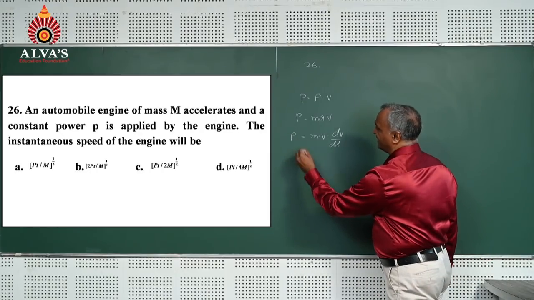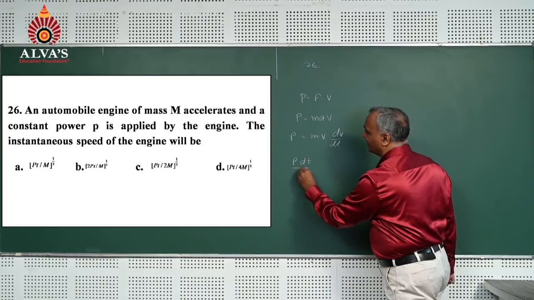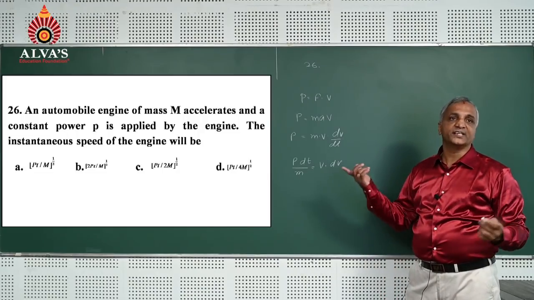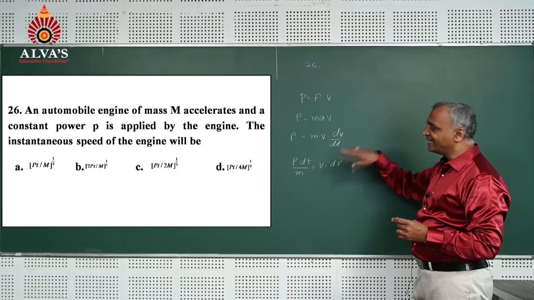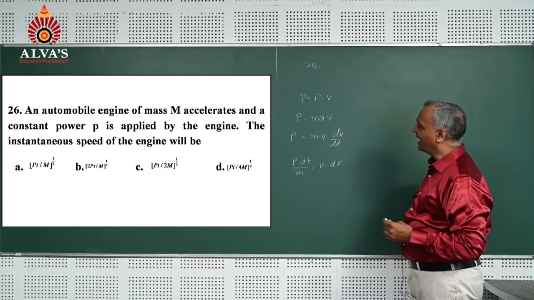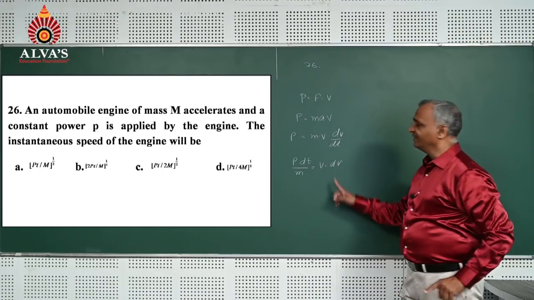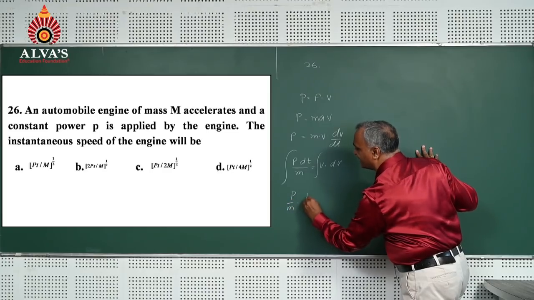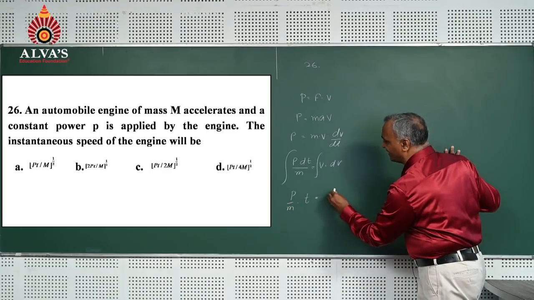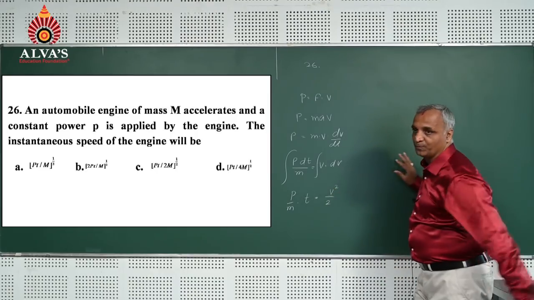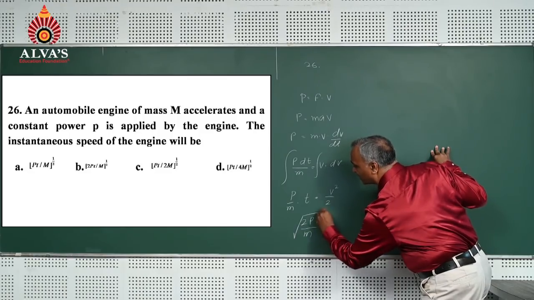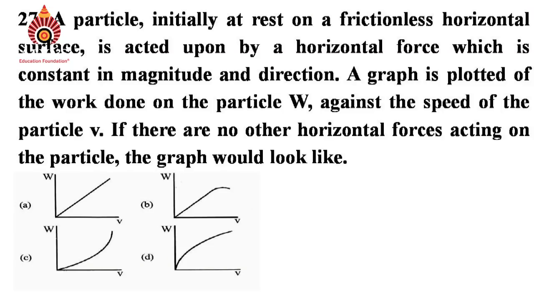So take this dt to the left side. So P dt divided by m is equal to v into dv. I want to find out the instantaneous velocity, and that's why let us integrate both sides. I am going to get P by m, integration of dt is t, that is equal to integration of v dv, which is v square divided by 2. And so if you cross multiply, under root of 2Pt divided by m will be the value of the instantaneous velocity. So I'll go for option B.